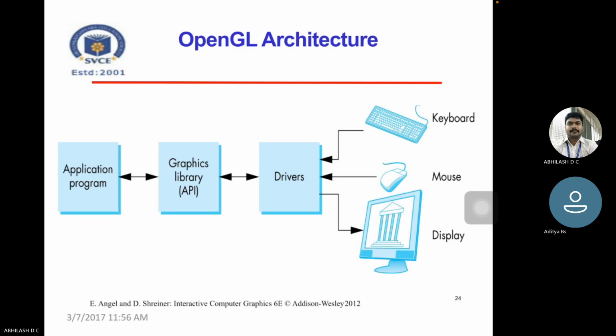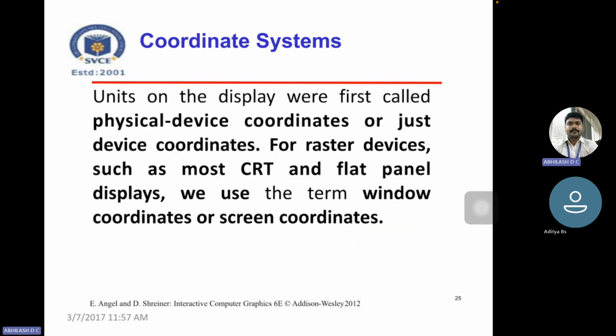So, speaking with respect to the coordinate systems, units on the display were first called physical device coordinates or just device coordinates. There are two types of devices: raster devices, right, or random devices. For raster devices such as CRT and flat panel displays, we use the term window coordinates or screen coordinates. So this is one exam related question: mapping from vertex coordinates to the screen coordinates.